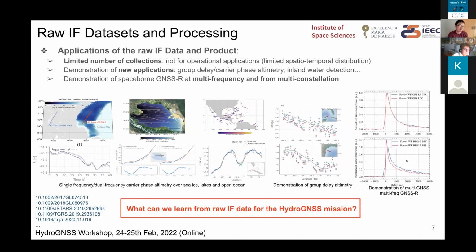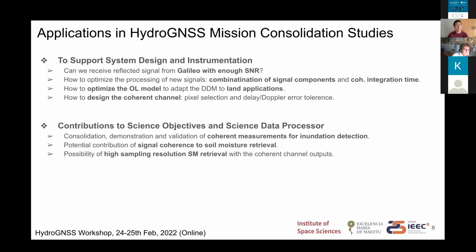Then the question is, what can we learn from the RAW-F data for the HydroGNSS mission? Basically, with the processing of the RAW-F data, we can support the mission's system design and the instrument design. Also, we can contribute to the main scientific objectives and the implementation of the science data processor.